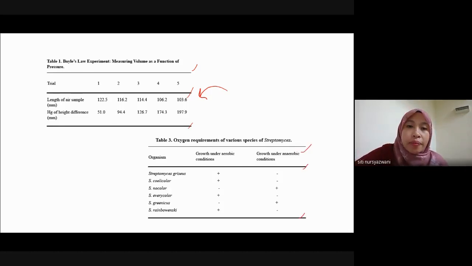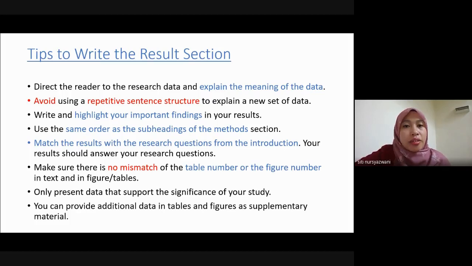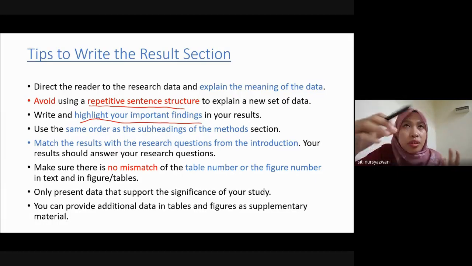Tips to write the result section. Okay, direct to the reader, to direct the reader to the research data and explain the meaning of the data. So avoid using repetitive sentence structure to explain a new set of data. Write and highlight your important finding. Important finding means what you want to express or what you want to say about higher, lower, or that you detected this compound. So you highlight that one.